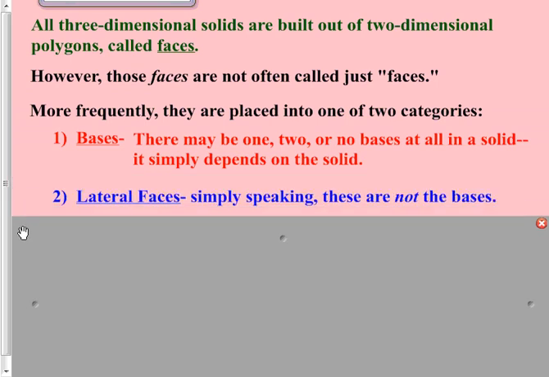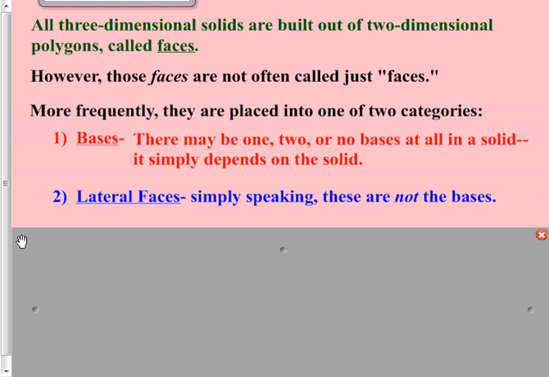The other category that faces are broken down into are what are called lateral faces. Now, simply speaking, the easiest way to think about it is to just understand that these are not the bases. If you are familiar with the Latin of the English language, lateral means away from the middle. So when we say lateral faces, we're talking about sides.